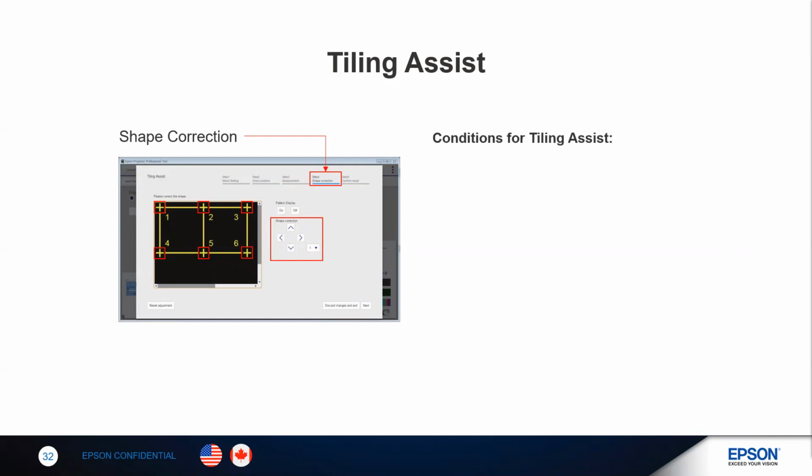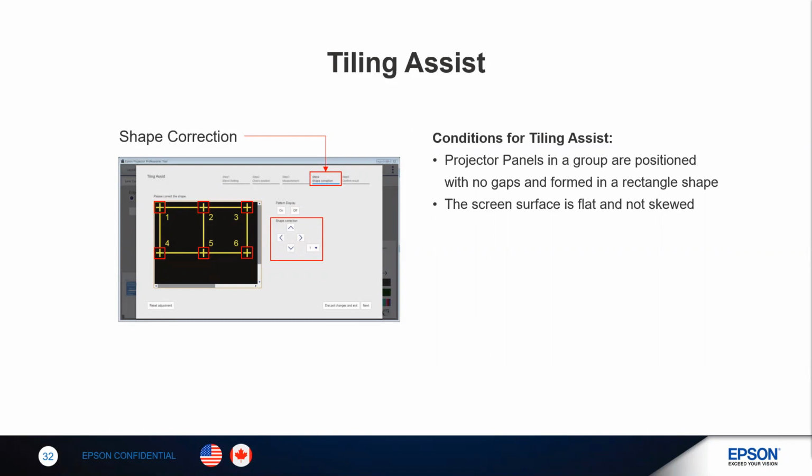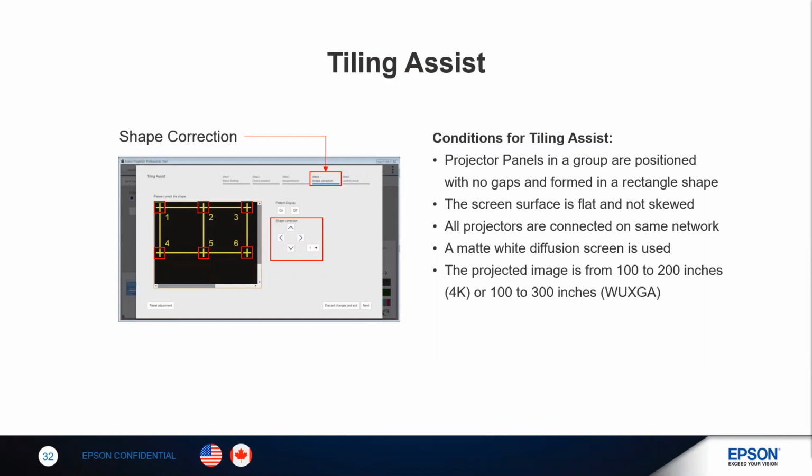The one thing we want to be aware of, there are some conditions to make sure that this tiling works. As we mentioned before, the projector panels in the group are positioned in a rectangular shape and there's no gaps in that layout. The screen surface must be flat. The projectors are connected on the same network. The screen is matte white and diffused. And in terms of mirror size, it's 100 to 200 for a 4K image and 100 to 300 for a WUXGA image.